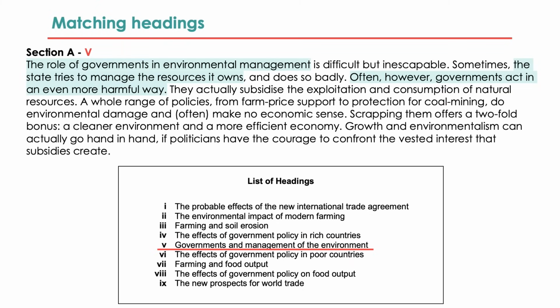But actually, there are several other headings with very similar words. For example, number 4, the effects of government policy in rich countries. So we know that it's incorrect because rich countries were not mentioned. Similarly, option number 6 is also incorrect because it's about the policy in poor countries. And there is one option with the government, the effects of government policy on food output. So actually, we haven't read anything about the food output, so we know this option is also incorrect.